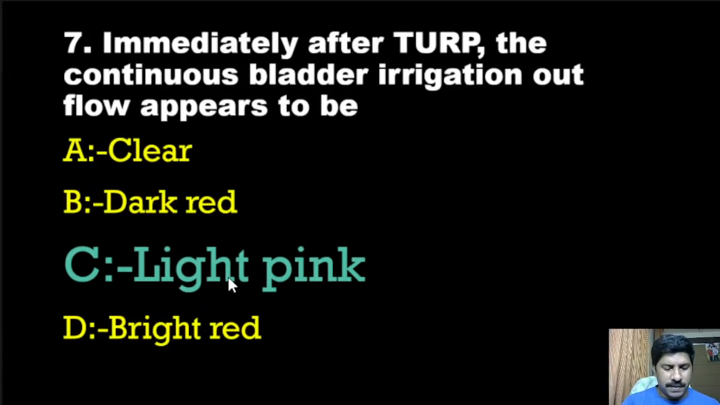So the main purpose of doing bladder irrigation is actually to remove the clot formation and prevent urinary retention, because these clots will block the urine. So because of that, to remove the clot formation and to prevent the urinary blockage.